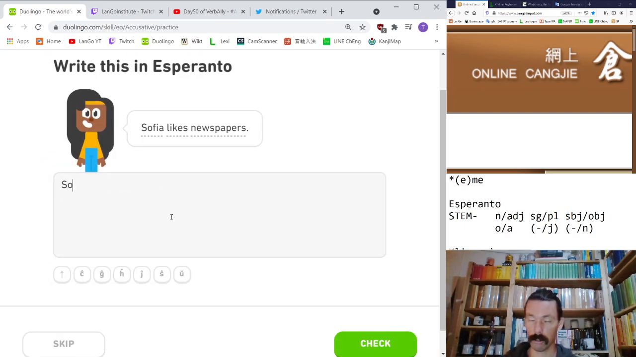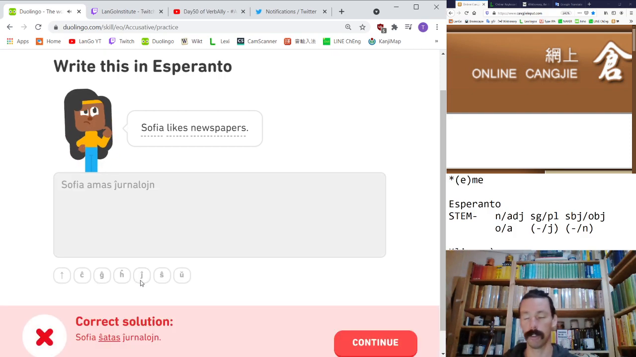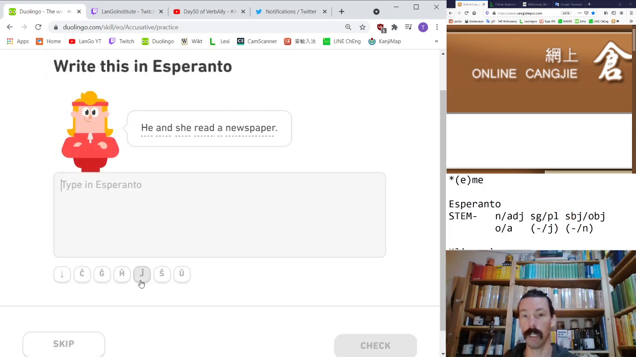Sophia, subject. Amas, ĵurnalojn. Ĵurnalojn, plural object. J-N. Ŝatas. She loves them, she likes them. He and she read a newspaper. Li kaj ŝi legas ĵurnalon.